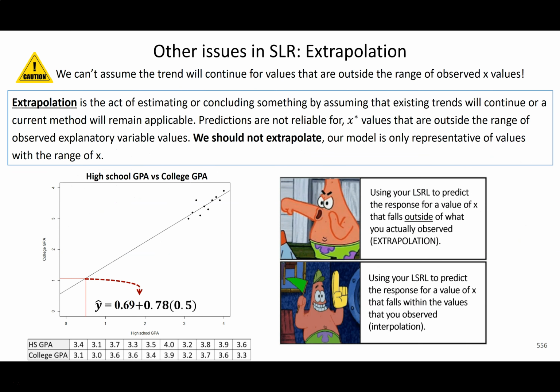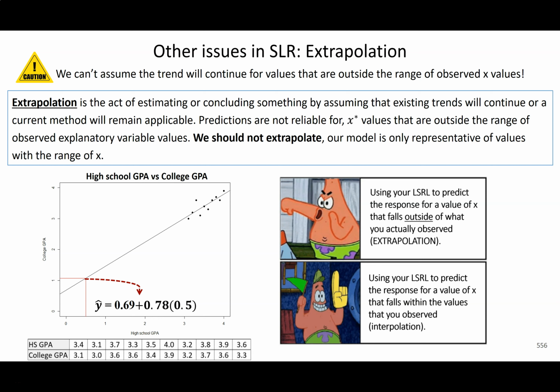So other issues, a really common one is extrapolation. I actually hear it a lot on the TV shows that I watch. They're very proud of it. It is something we definitely don't love in stats. Extrapolating is not a good thing. So extrapolating is when you have the equation of your line and you use that line to make predictions for values of your explanatory variable that are outside of what you actually observed.